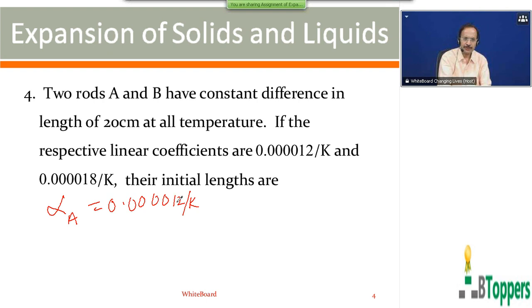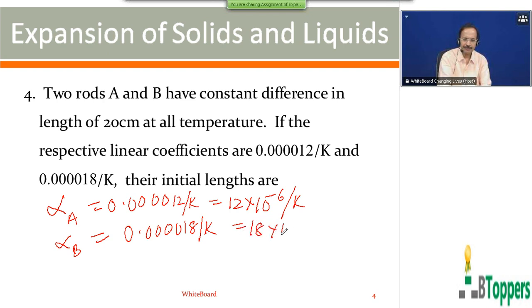1, 2, 3, 4, 5, 6. So you have 6 digits after the decimal. So you can write this as 12 × 10^-6 per degree Kelvin. The coefficient of linear expansion of the material of the second rod B is 0.000018 per degree Kelvin. After the decimal here also you have 1, 2, 3, 4, 5, 6 digits. So you can write it as 18 × 10^-6 per degree Kelvin.